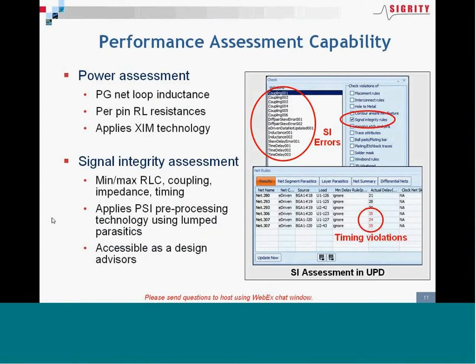So in the next few slides, we'll take a look at some of the other layout capability available within UPD. In addition to the power assessment capability that you just saw, UPD also provides functionality for signal integrity assessment. The SI assessment in UPD applies our Power SI pre-processing technology to produce lumped parasitics. The values are then checked against the SI constraint set and reported as part of the DRC process or in various design advisors.